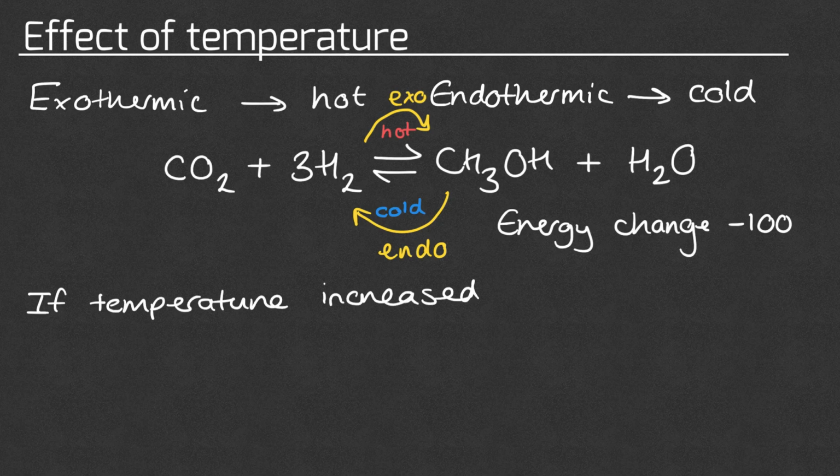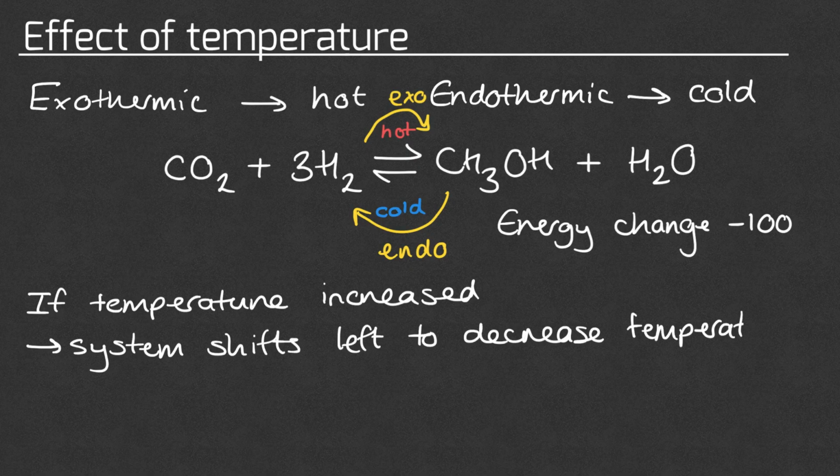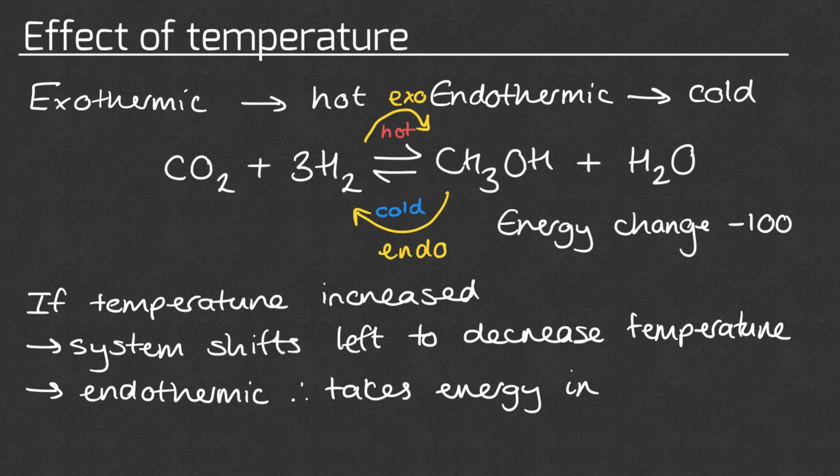So if the temperature of this system is increased, the system will shift to the left to decrease the temperature. And it does this because going to the left is endothermic, it takes energy in. If we're increasing the temperature of the system, going backwards to the left in the endothermic direction will make it colder.